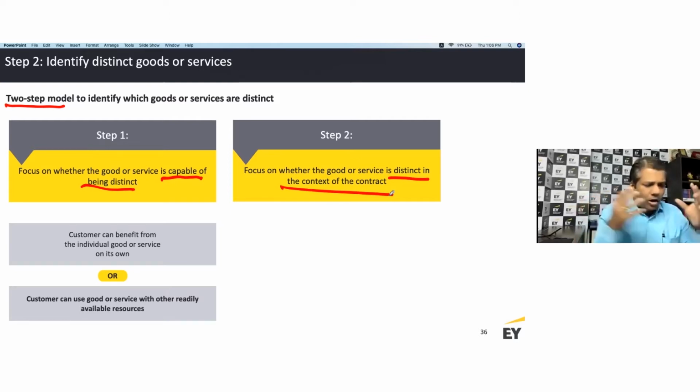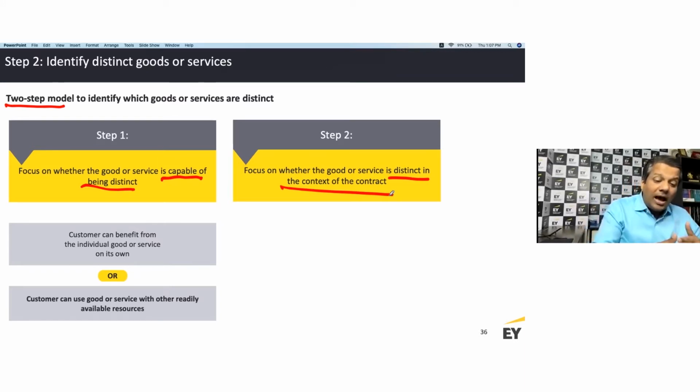If they are not capable of being distinct, or they are not capable of being distinct within the context of the contract, then they are not to be identified as a separate performance obligation. Then they have to be combined and treated together as one single performance obligation. And why this is absolutely important to do right is because it will drive the allocation of the contract consideration and the eventual recording and reporting of revenues as and when those performance obligations are fulfilled.